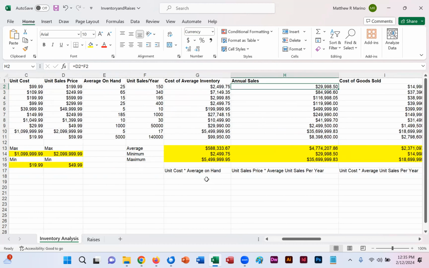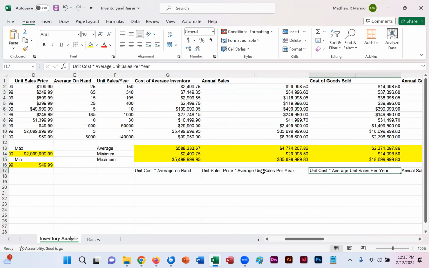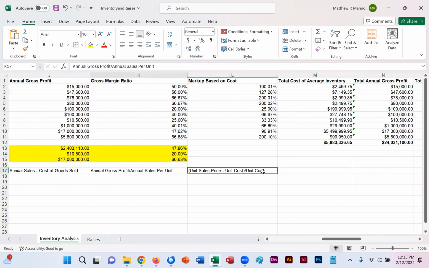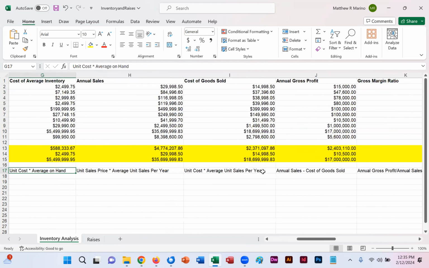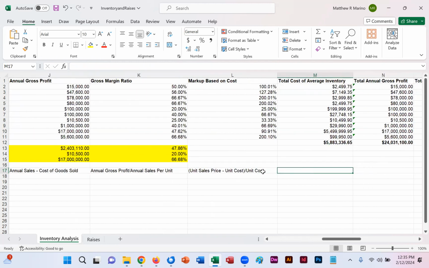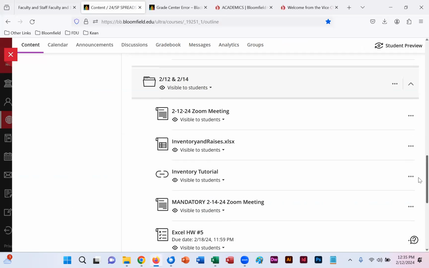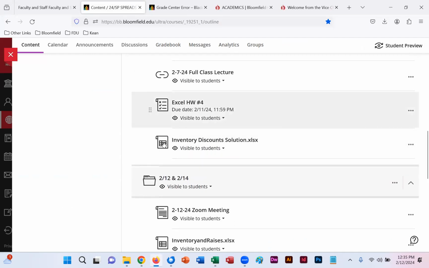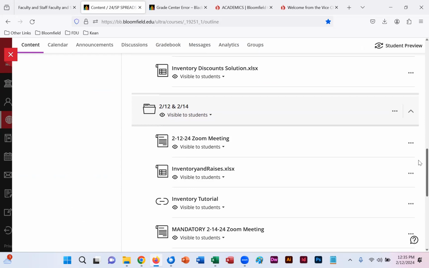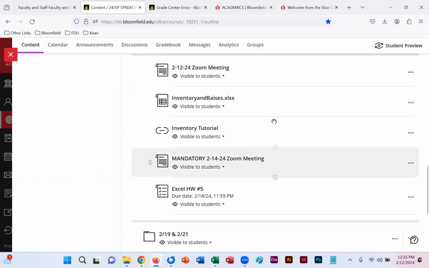And as you see, most of the formulas have the calculation right below for you guys to utilize. Okay, so if there are no questions on that, like I said, I put the solution file for homework 4 up. On Wednesday is going to be a mandatory meeting for everybody.